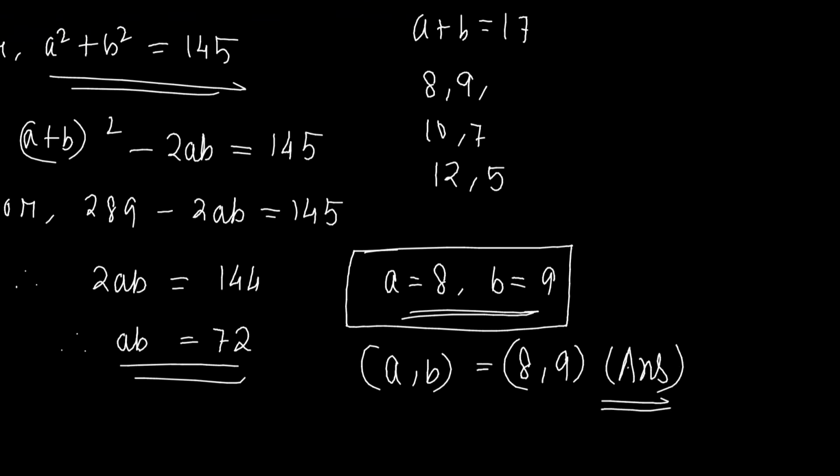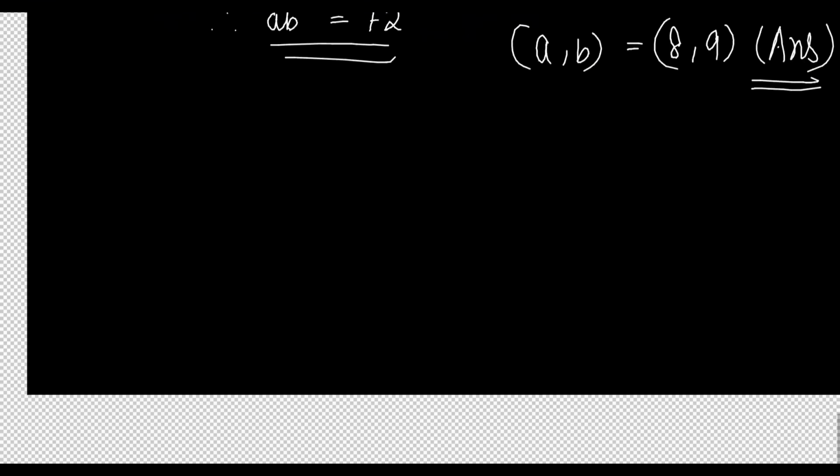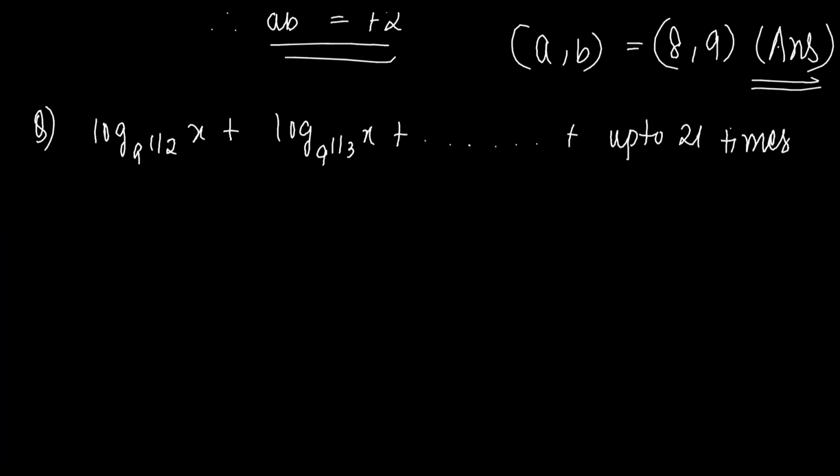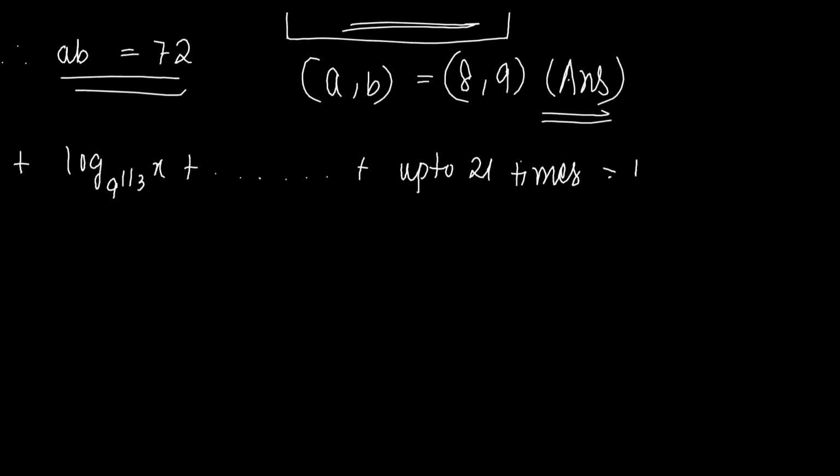Okay, so in the next question it is given: log x base 9 to the power 1 by 2, plus 9 log x base 9 to the power 1 by 3, plus and so on up to 21 terms, is given as 504.